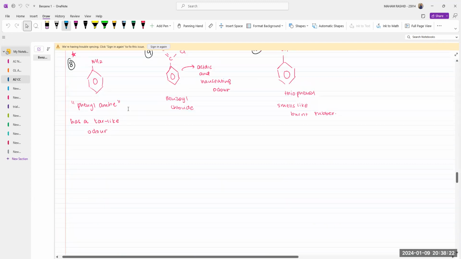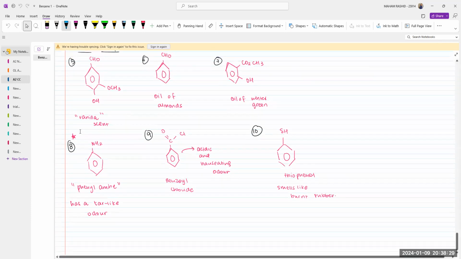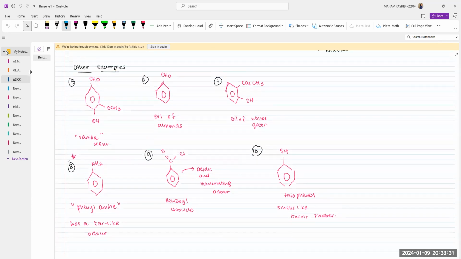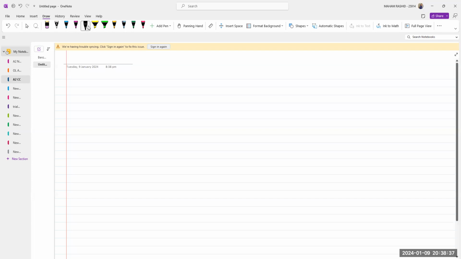So the last thing we did was examples of aromatic compounds, and now we're going to start off with naming of aromatic compounds, right? Naming is basically called nomenclature, and there are a few rules for naming, and you need to remember those.